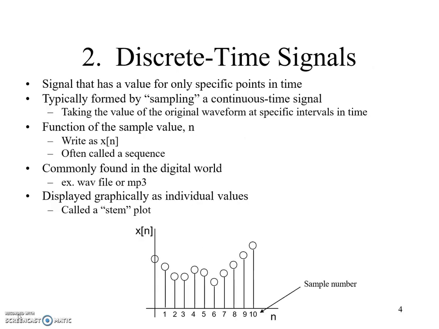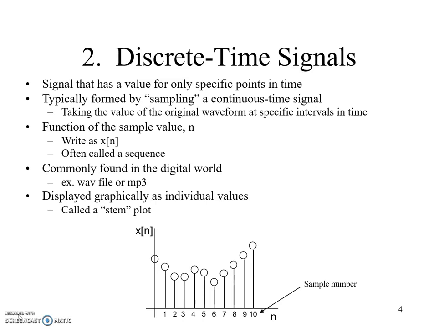The second one is the discrete time signal. As the name itself says, here the time domain is discretized, and the signal amplitude is not available for all values of time. In the previous one, the continuous time signal, the signal is available for every value of time. But here the signal amplitude is available only at discrete instants, only at discrete values of n.